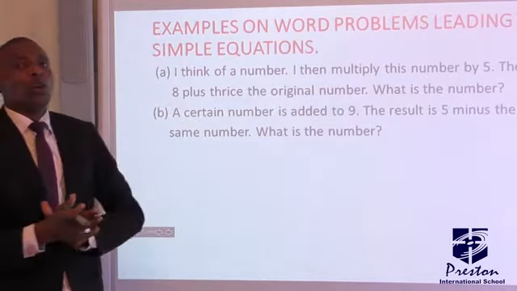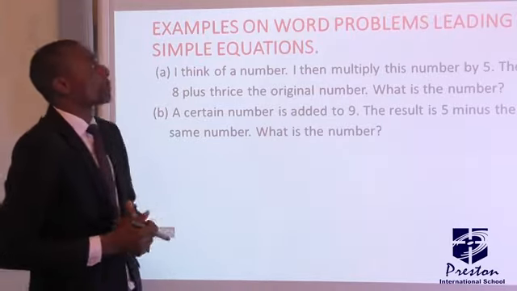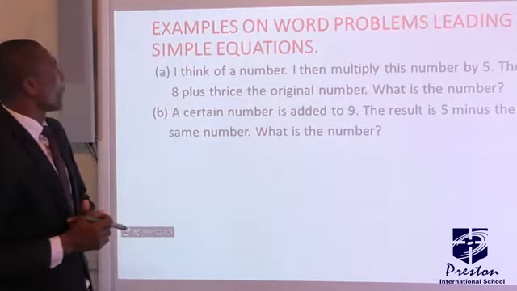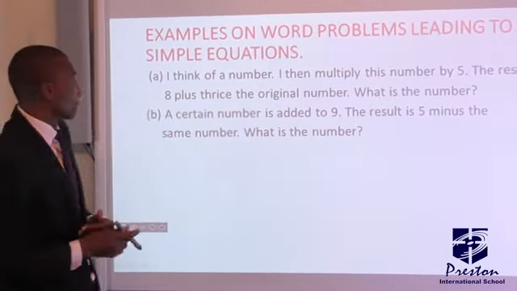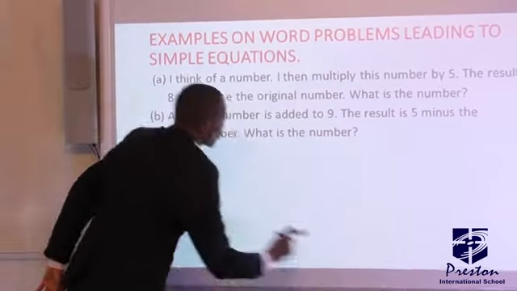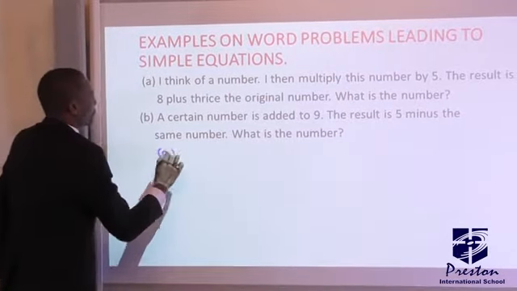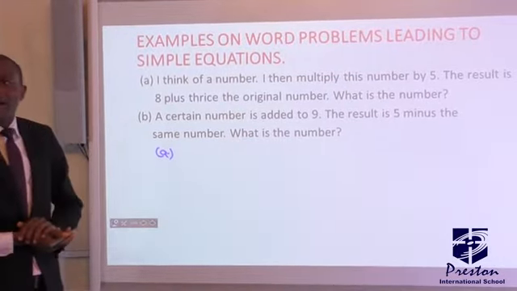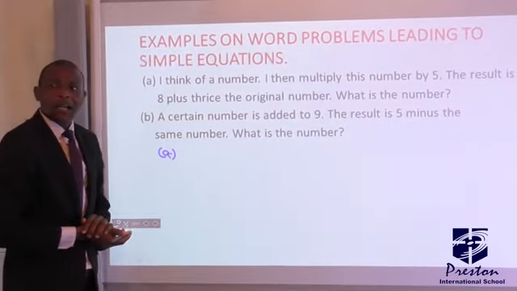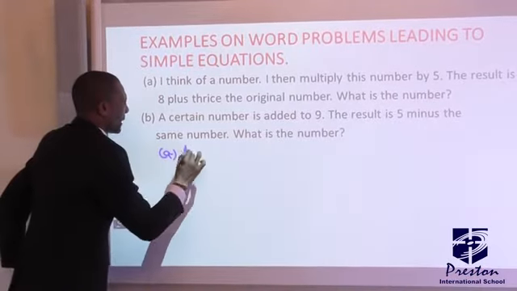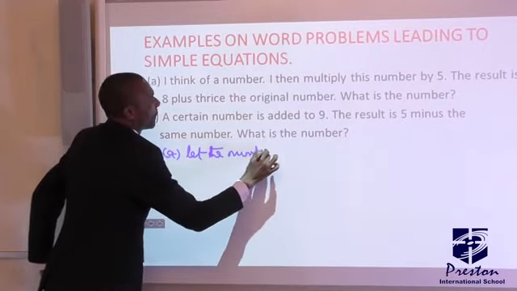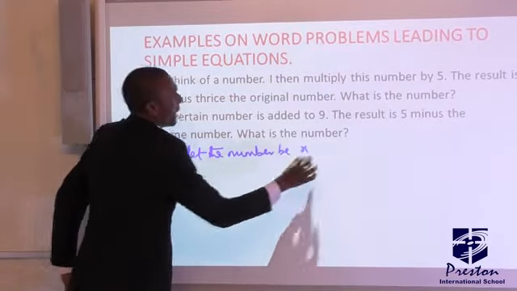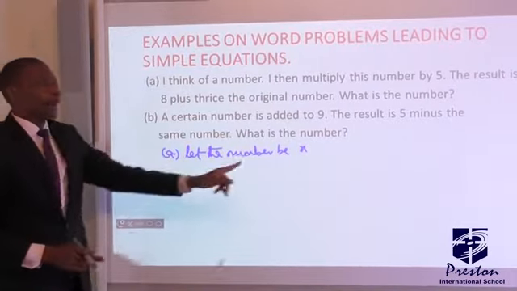Well, let's move on. We're going properly to the problem now. Examples on word problems leading to simple equations. Since you know how to translate, this won't pose any problem to you. Now let's look at A. I think of a number. Do you know the number? No, we don't. But I say let the number be, let's call it S. I think of a number, let the number be S.